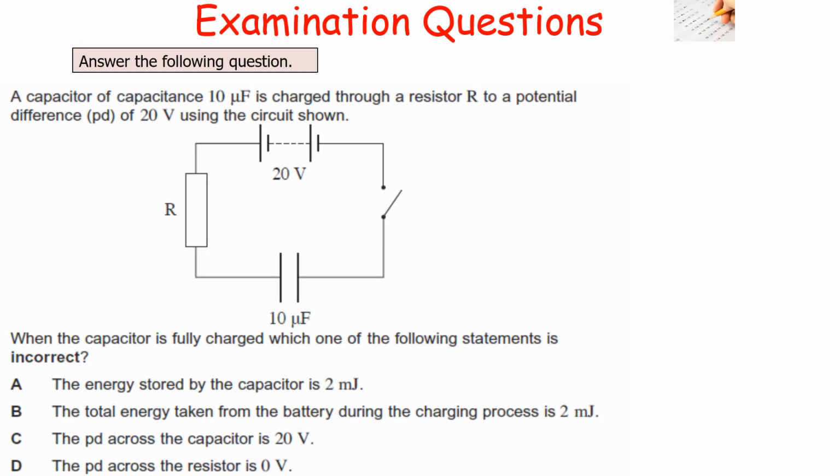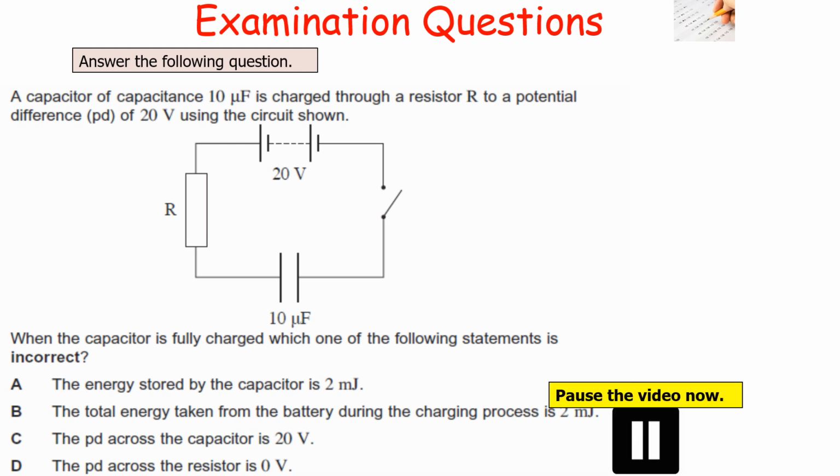The next question says, a capacitor of capacitance 10 microfarads is charged through a resistor R to a potential difference of 20 volts using the circuit below. When the capacitor is fully charged, which of the following statements is incorrect? So pause the video now, then unpause the video when you want to go through your answer.